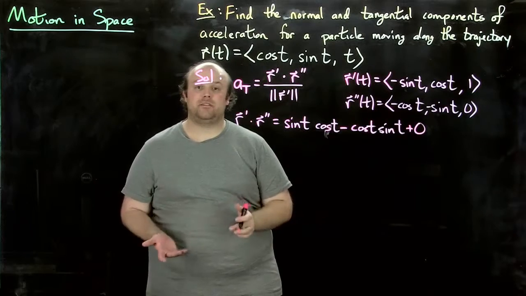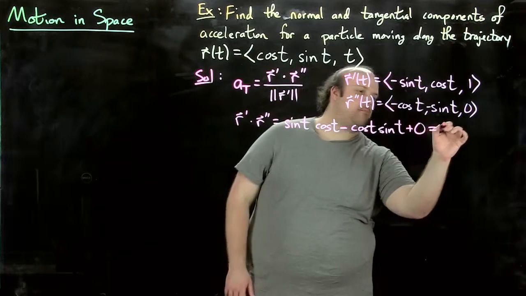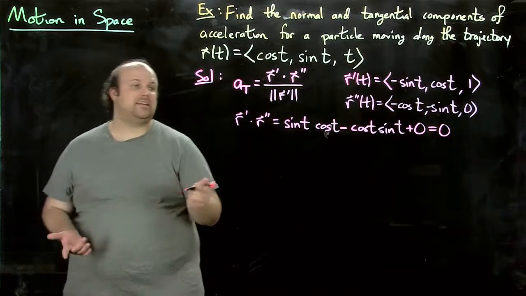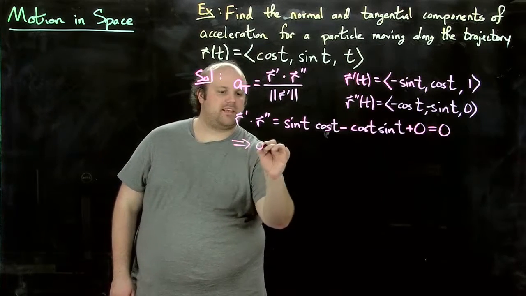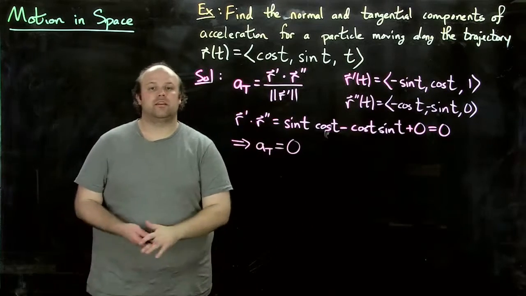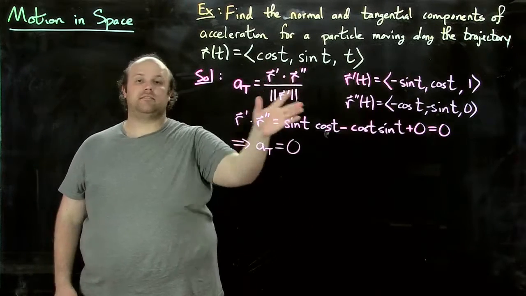Well, look what's happened here. We just get 0. So what does that mean? That means that AT itself is 0, right? If the numerator up here is 0, then the whole thing is 0.